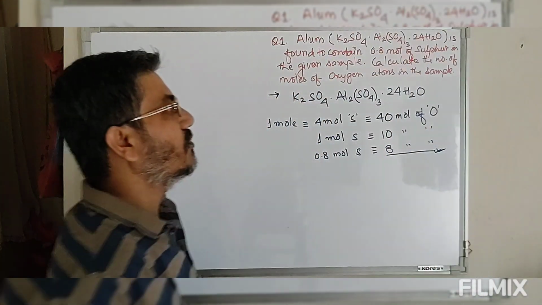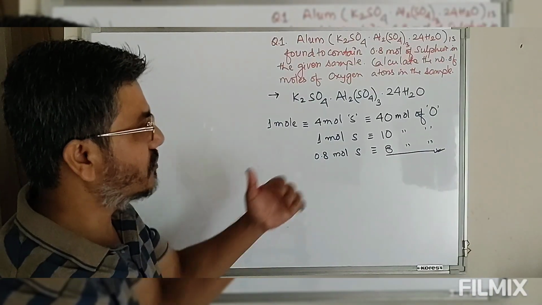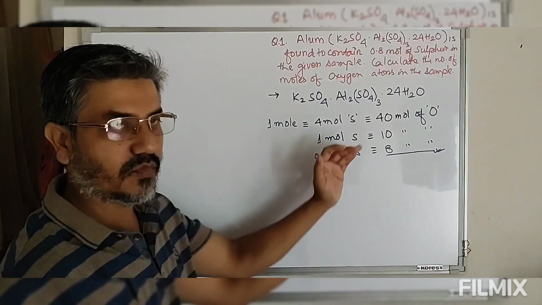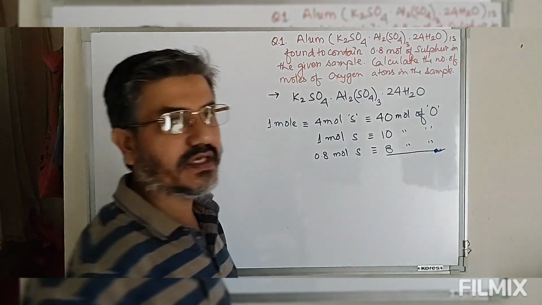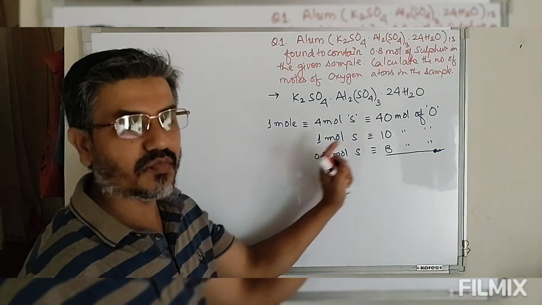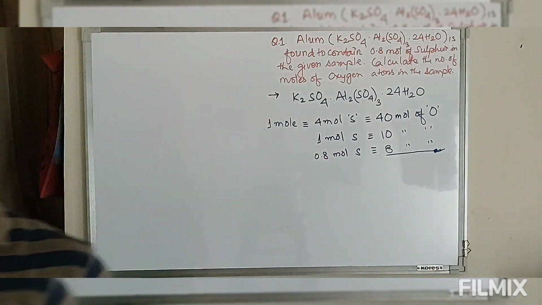Just by looking at the formula, we are defining the number of moles of oxygen corresponding to 0.8 mole of sulfur. So this is how we can use the concept of mole provided the formula is given to you.